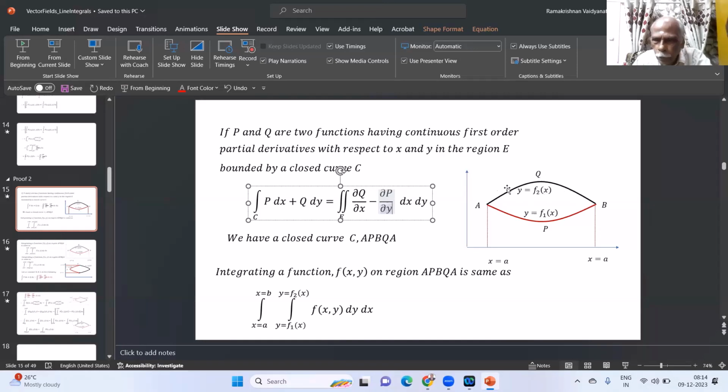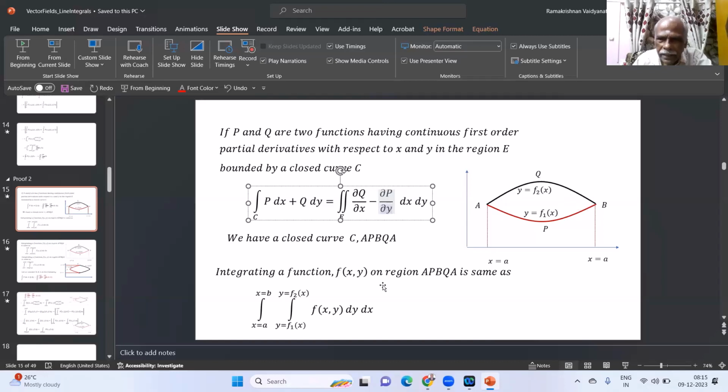The curve BQA is going to have a different function because for any x value, the y value is different. Yes or no? Therefore, it will be a different function. I call it f2(x), and this I'll call y is equal to f1(x). And y is a function of x, right? Integrating a function f of x, y on the region, this is what we are saying, right? We are integrating a function over this region.